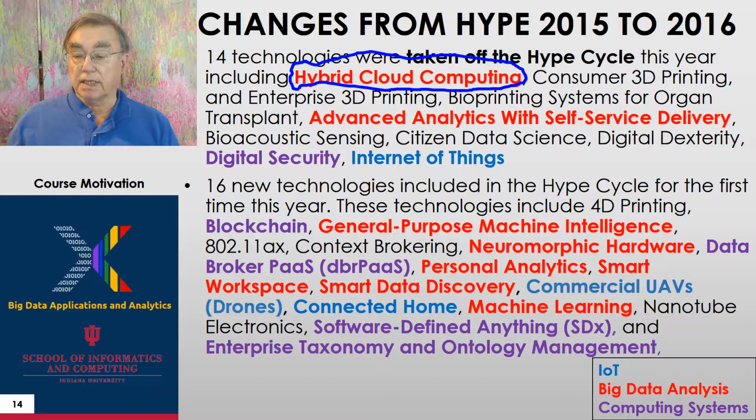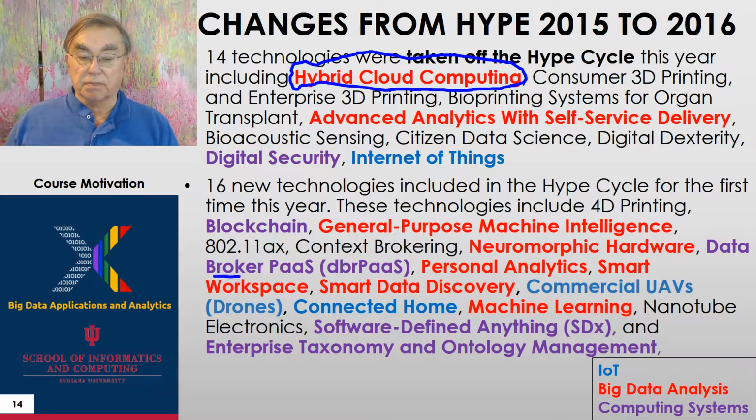Notice I've colored things according to 3 categories, which are the categories covered in this course: computing systems, big data related things, and the Internet of Things. The new technologies include blockchain, this database technology, machine intelligence, and neuromorphic hardware, that's all brain-related computing, because the success of deep learning has emphasized the neural net type approaches, which are brain analogies, and are pretty successful.